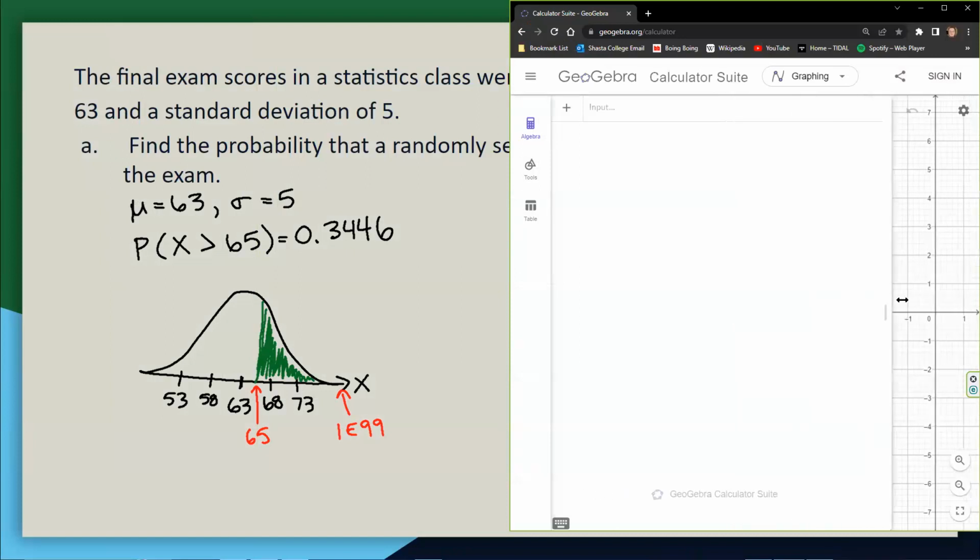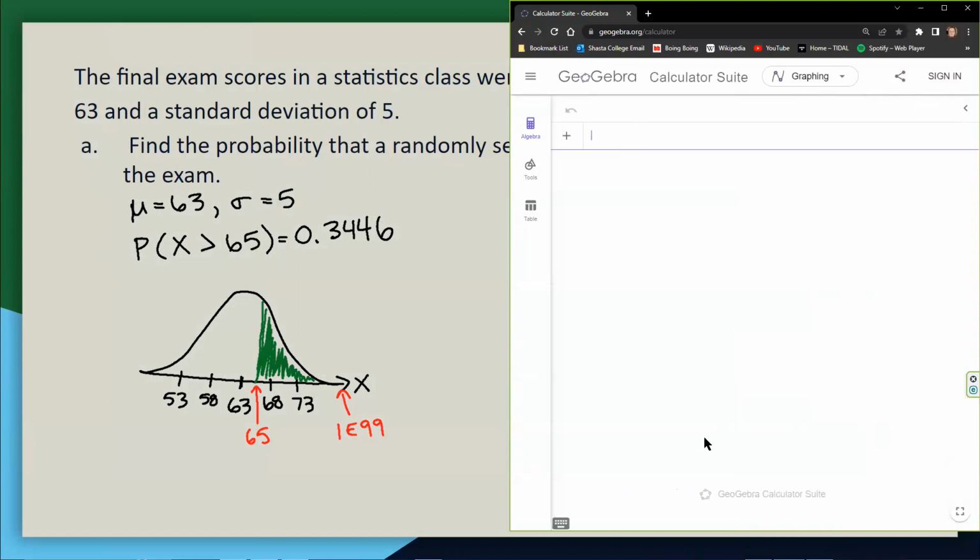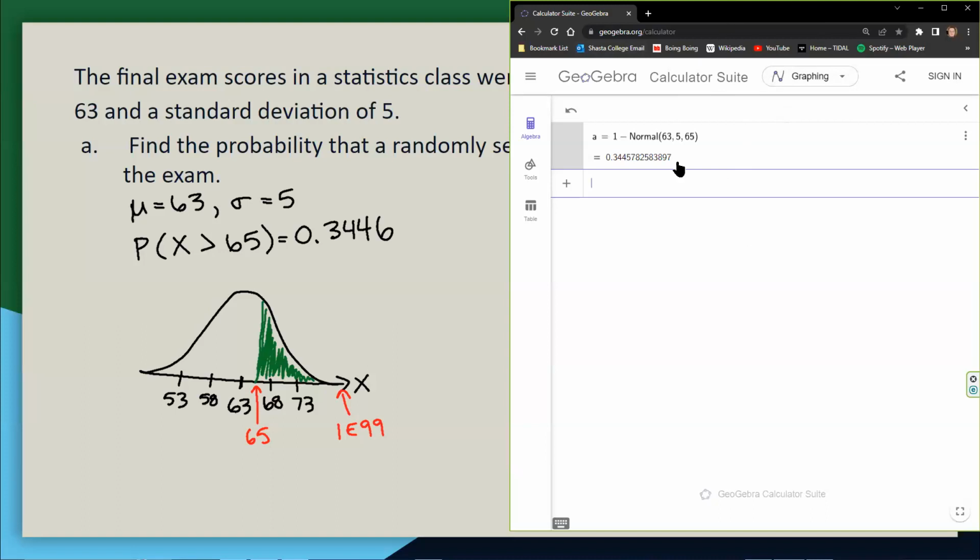So we know for GeoGebra, when it's a larger than, we want to do the complement trick because GeoGebra will only find areas to the left. So we're going to do 1 minus, and then the function call is Normal. And then it wants the mean, the standard deviation, and that boundary point of 65. And you'll notice it's giving us that exact same number that we got on our TI-84. It's giving us 0.34457 and so on. So 0.3446.